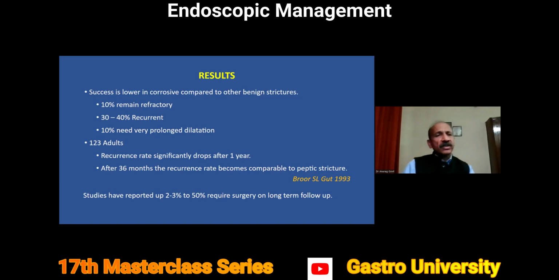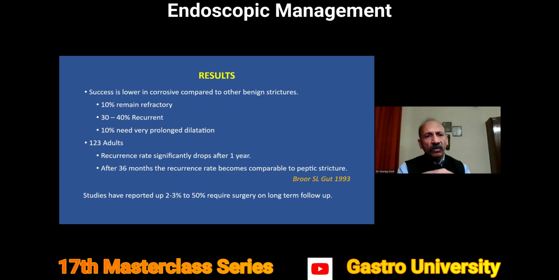The results of these dilatations, well, 10% remain refractory, 30 to 40% come back with recurrences, and 10% need very prolonged dilatation. There is this study of 123 adults, and Dr. Brewer published this study in Gut, a very elegant study, which I always quote, that if we use this rule of 5 dilatations and then call it a refractory stricture, probably most corrosives will fall in the refractory range.